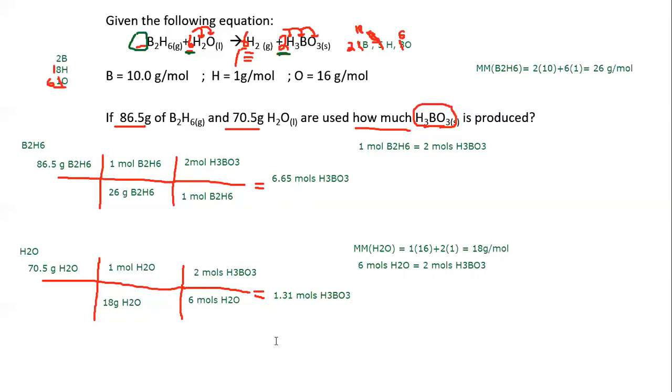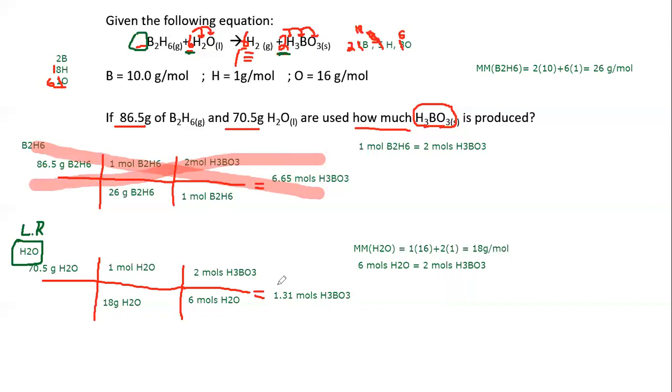So you'll notice here that water produces the fewer moles of H3BO3. So what that tells us is that water is the limiting reactant. So since water is the limiting reactant, we don't need to worry about B2H6. So we can disregard everything from B2H6.